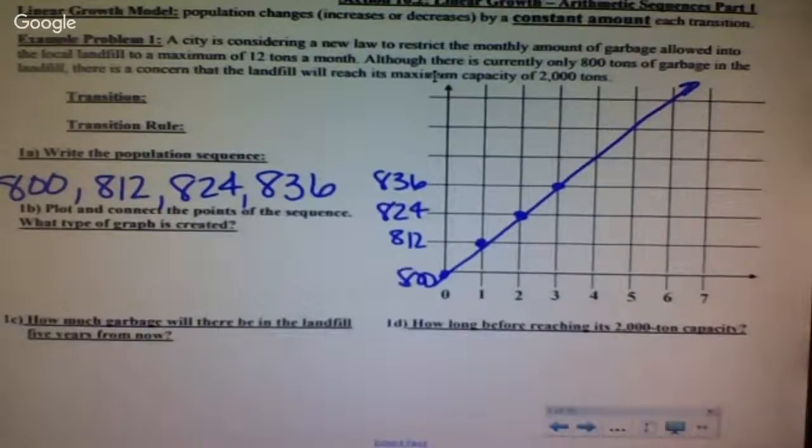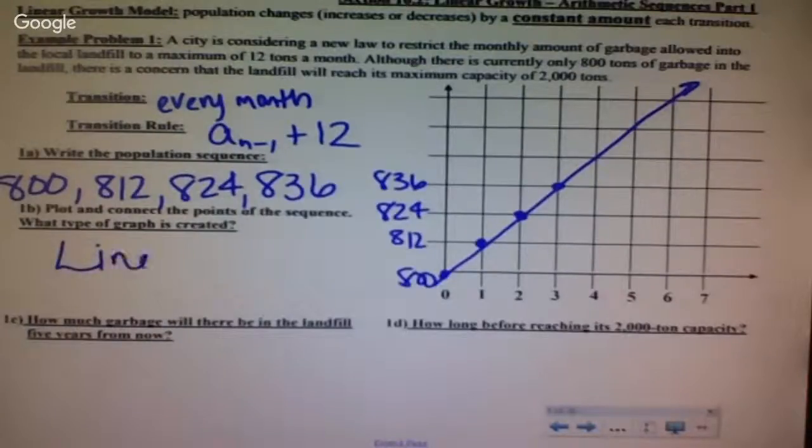Because it's increasing by 12, that means my transition rule is a sub n minus 1 plus 12. And what's my transition here? How often is this happening? Every month. Okay, so we've created a linear graph.